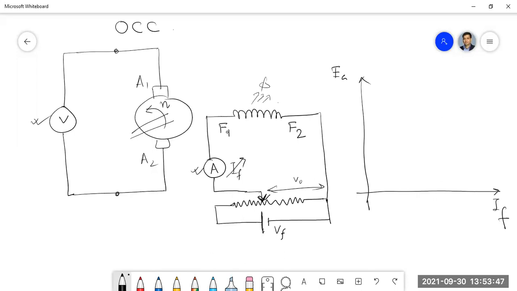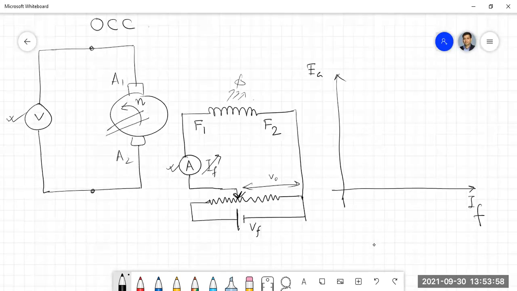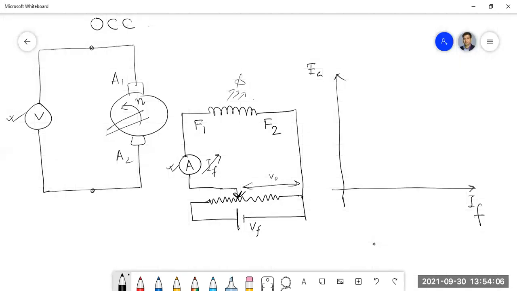Because at the starting, it follows the linear path, but at the time of saturation, the curve becomes saturated. But that is not a parabola, no? Sir, it is a straight line, but after saturation of the core, it will saturate. So you are saying that it will follow like a BH curve, just like a BH curve, because the BH curve is also similar, no?